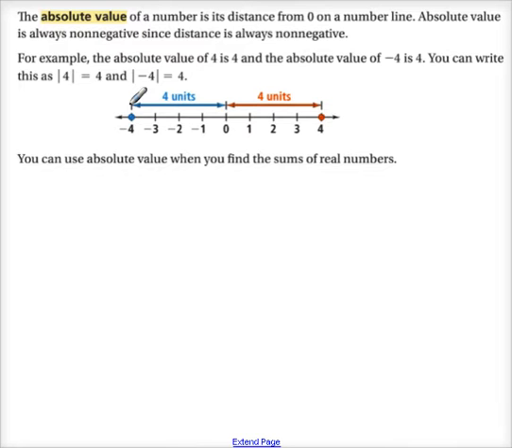So here we go. All right, instead of using our number line to add and subtract, we can use absolute value. In review, absolute value of a number is its distance from 0. So if I said, what's the absolute value of 4? Well, 4 is 4 units away from 0. What's the absolute value of negative 4? Well, negative 4 is also 4 units from 0. So absolute value is always positive because we're talking about a distance.